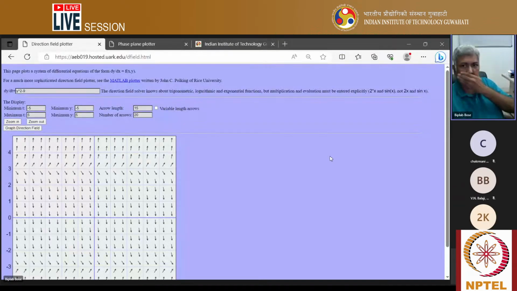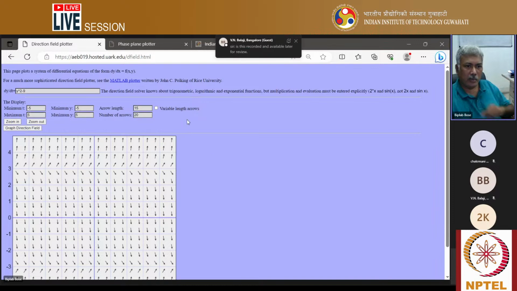If you can see my screen, this is a direction field plot. You can search in any search engine for a direction field plotter, online direction field plotter, or vector field plotter, and you will get this. I have defined the equation here, the ODE. Just now we had dx/dt equal to x square minus 9. In this case, they define it in terms of y, so I have written y square minus 9.